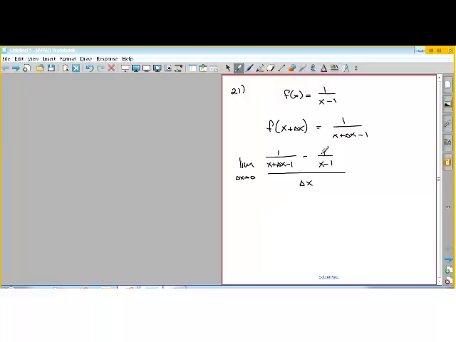So when you have two fractions like this, all you have to do is cross multiply basically. So we get 1 times x minus 1. So we have 1 times x minus 1 from here times there. Then we add a negative sign. So then it's negative 1 times that. And the common denominator is the product of those two. And then we divide the whole thing by delta x.